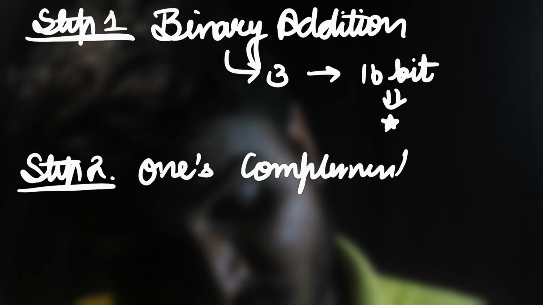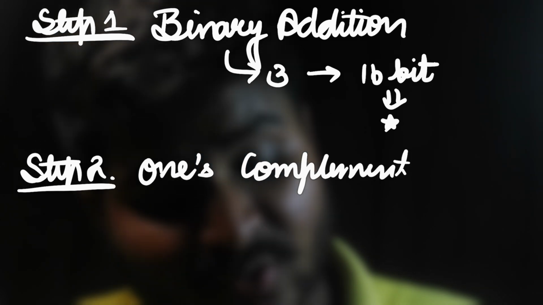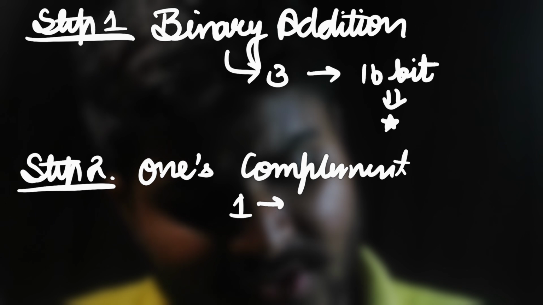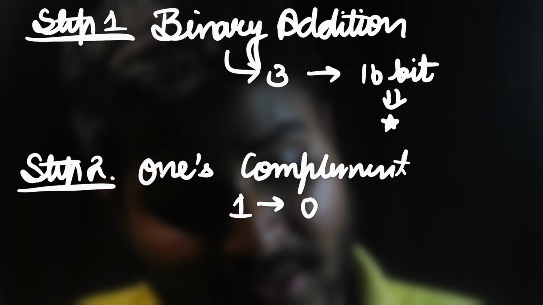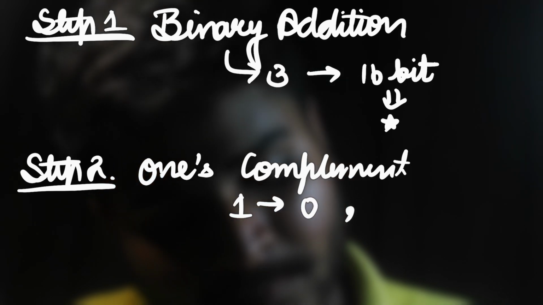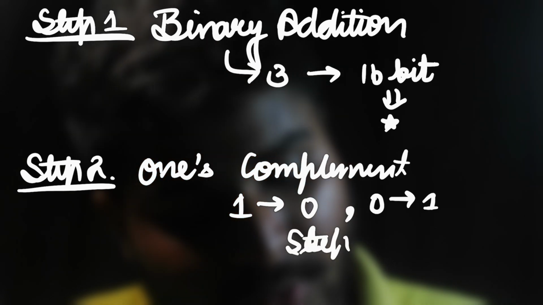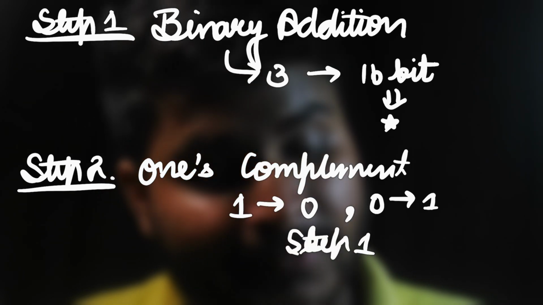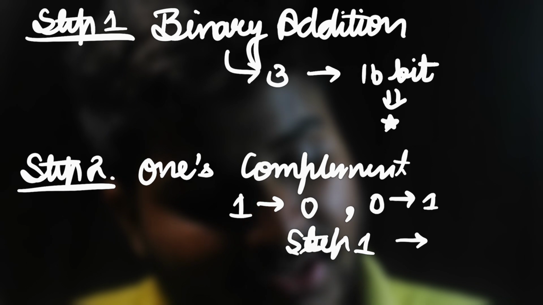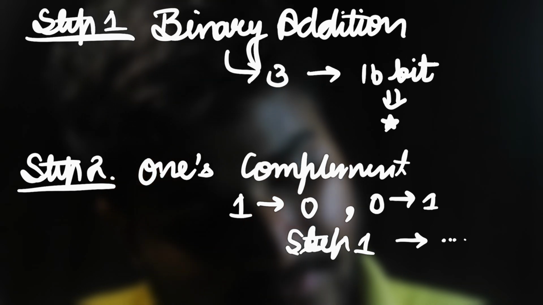Now we know that this ones complement is just converting or flipping the bits. So 1 will convert into 0 and 0 will convert into 1. So whatever output we get from step number 1, we are going to do the ones complement for that. And after processing, we are going to get the final checksum.